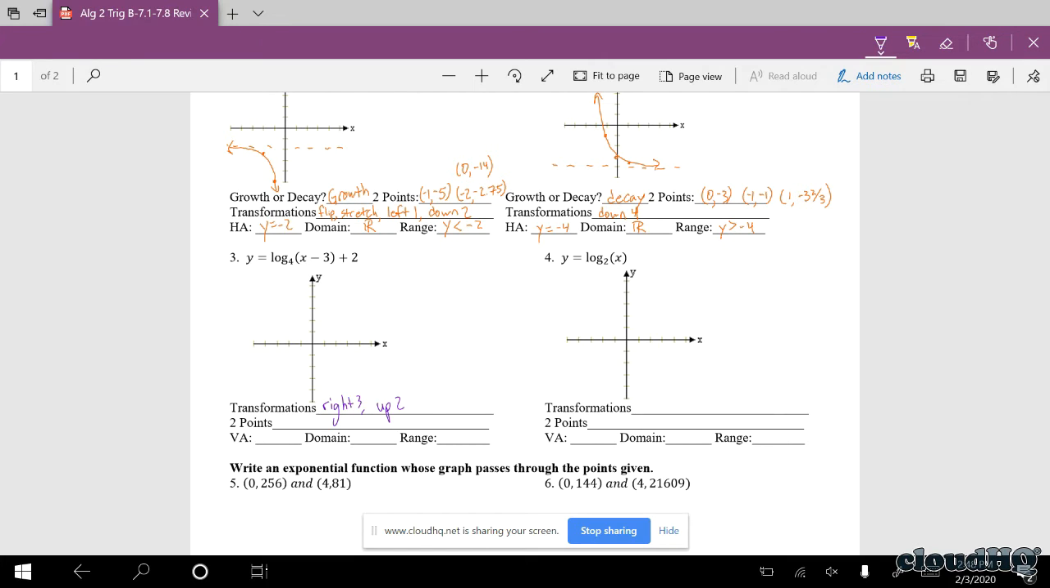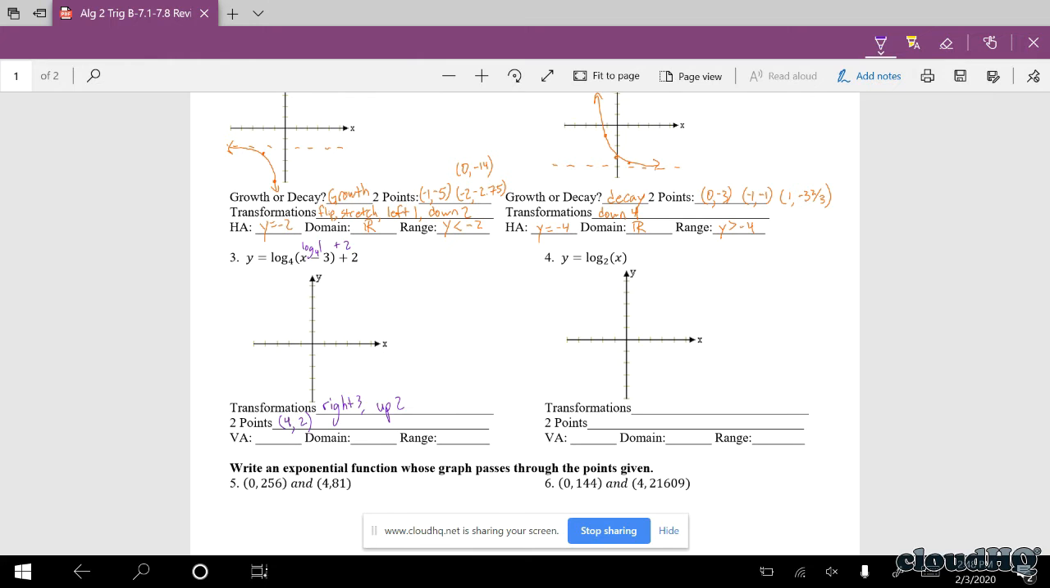For ordered pairs, I like to take a log of 1, but I can't take a log of 0 or of a negative. So you have to be careful. You can't plug in just anything. But if I let my x value be 4, 4 minus 3 is 1, and I get log base 4 of 1. Anytime you have a 1 there, doesn't matter the base number, that equals 0. So you have 0 plus 2, a total of 2. So (4, 2) is one of the ordered pairs.